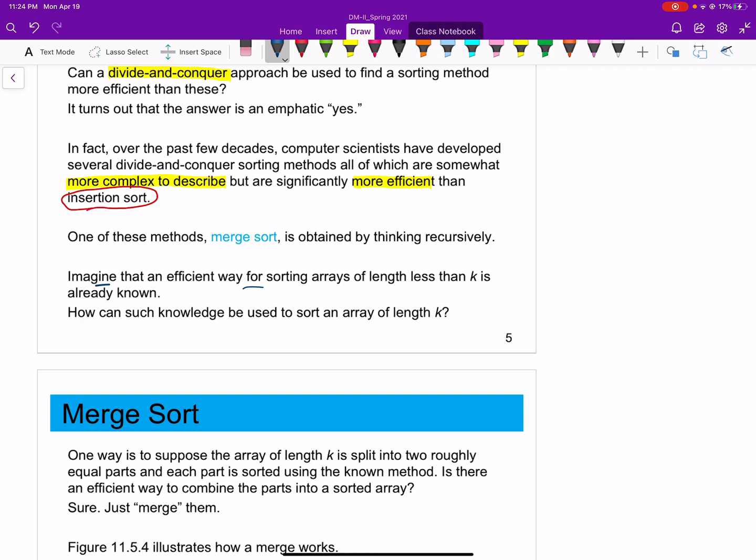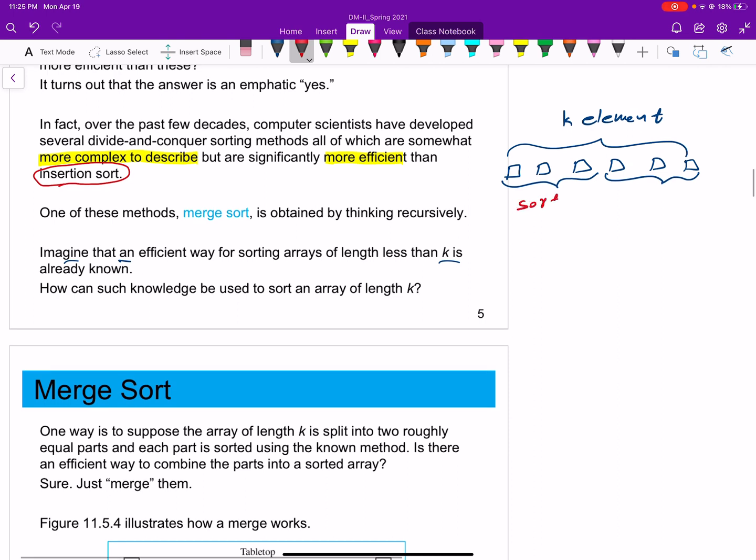Imagine that an efficient way of sorting an array of length less than k is already known. How can such knowledge be used to sort an array of length k? Let me read it again. Let's say you have an array of k elements, and you have to sort this. The sorting of that one is not known, but the good thing is you know how to sort these sub arrays, which are of length less than k.